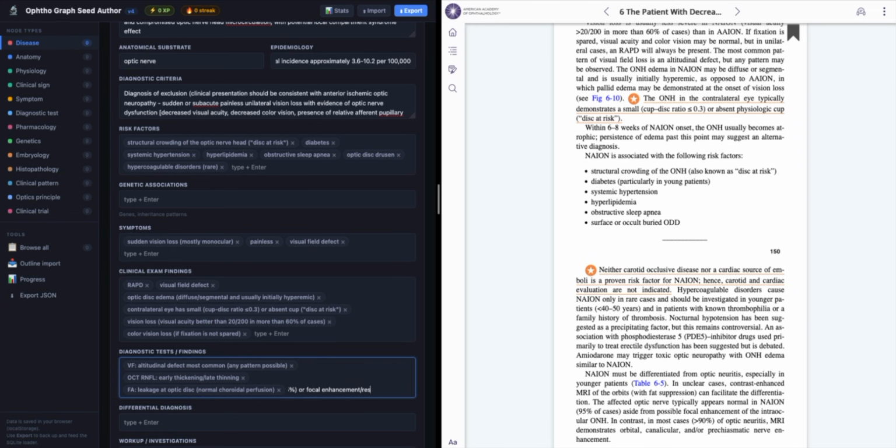Enhancement or restricted diffusion of intraocular optic nerve head. Okay.